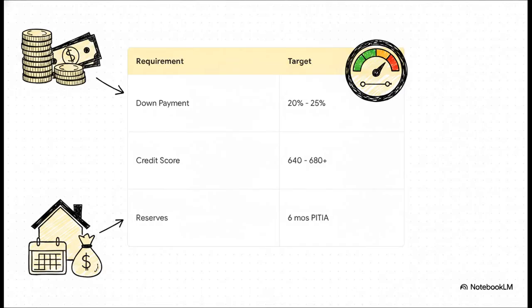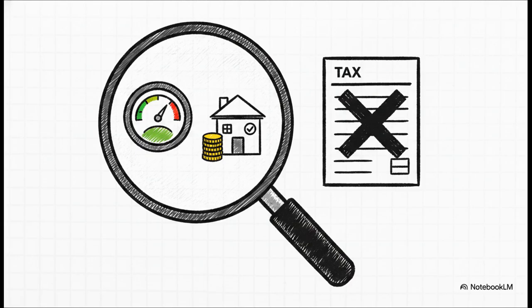Now, because lenders aren't looking closely at your personal income, they have to mitigate their risk elsewhere. You're typically going to need 20 to 25% down and a credit score of at least 640, though obviously hitting over 700 gets you the absolute best rates. Crucially, you need reserves. Lenders usually want to see 6 months of PITIA, that's principal, interest, taxes, insurance, and HOA fees, sitting securely in the bank after closing, just in case the property sits empty during a slow season. And even though they don't need those pay stubs, lenders will still strictly verify your credit, your remaining assets, and your housing history.